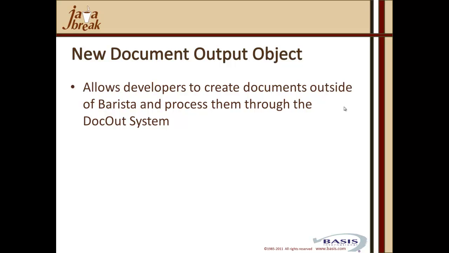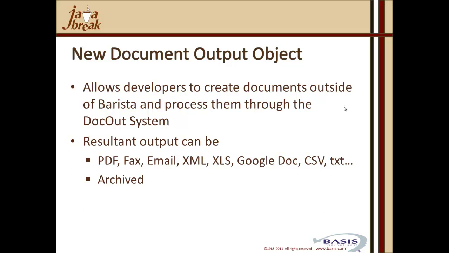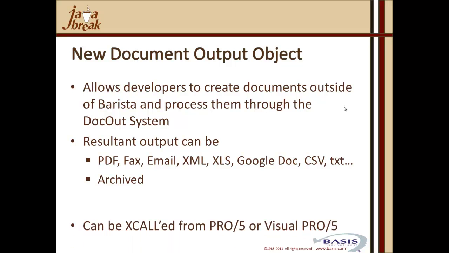So if you have any reports that might do a print at type statement, you can now redirect those to populate a vector and then call the dockout subsystem. Your resultant output can be PDF, fax, email, XML, XLS, Google Docs, CSV, text, etc. And those will all be archived in the document output subsystem. So a great benefit of having this set of utilities, of building blocks to add to your existing application code.